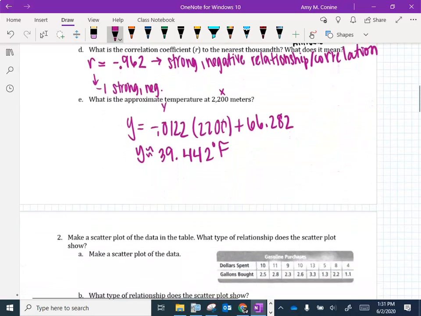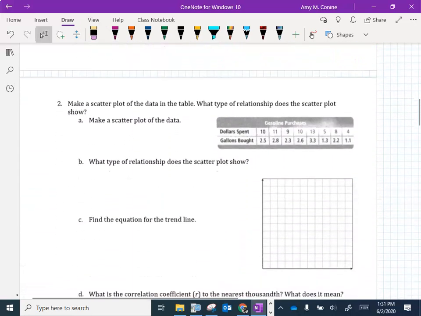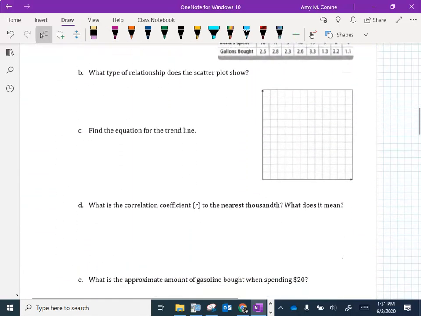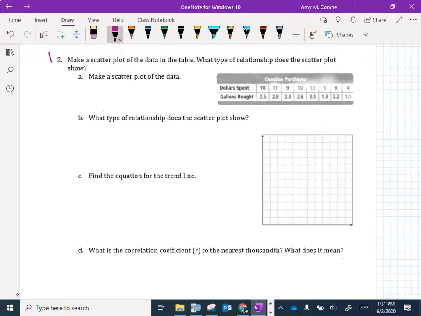So let's take a look at number 2. Make a scatter plot. This is all the same stuff. So I want you to do number 2 completely on your own. So go ahead and do that now.